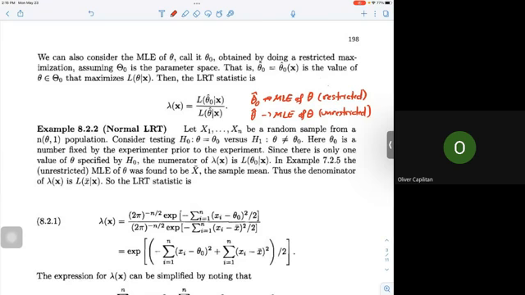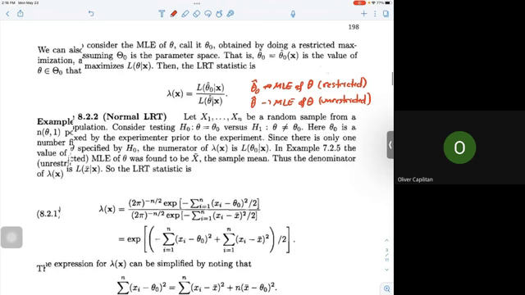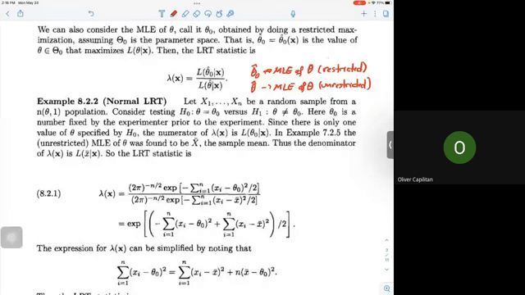So let x sub 1 up to x sub n be a random sample from a normal population with mean theta and variance equal to 1. And then consider testing the null hypothesis that theta is equal to theta sub 0 versus the alternative that theta is not equal to theta sub 0. Looking at our null hypothesis, it is a simple null hypothesis. And looking at our test, it is actually a two-sided test.